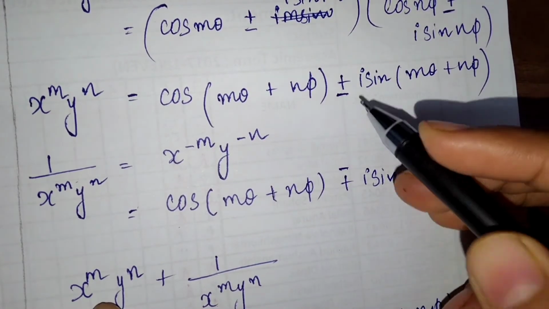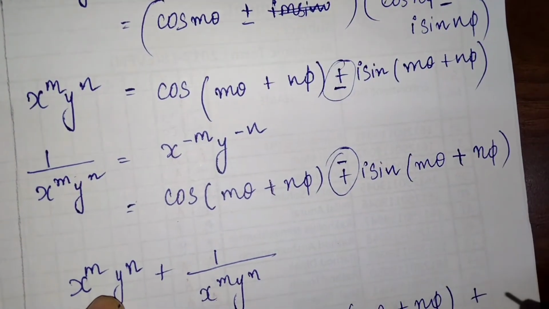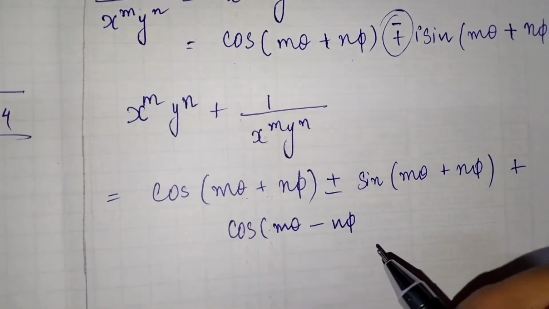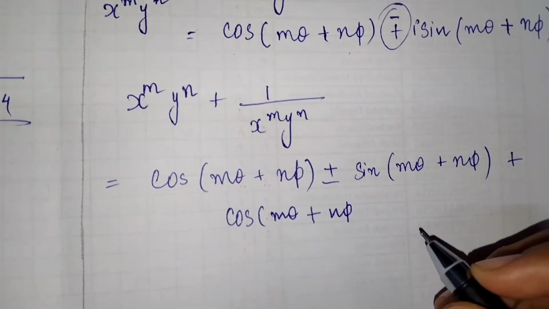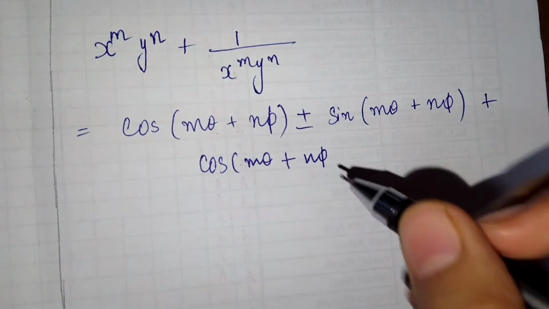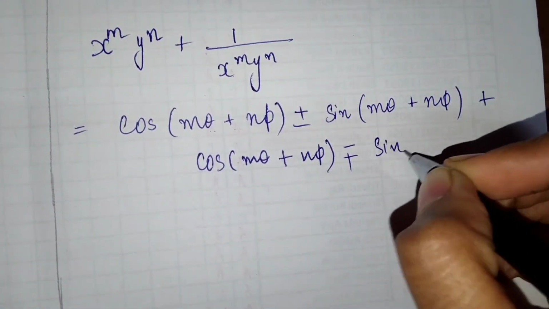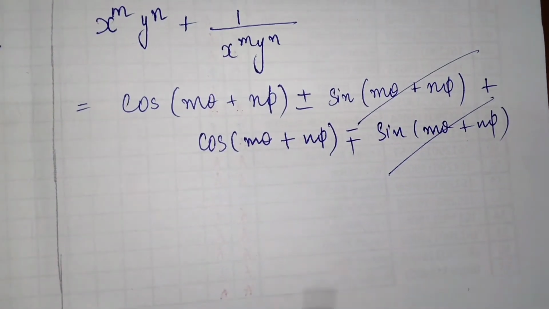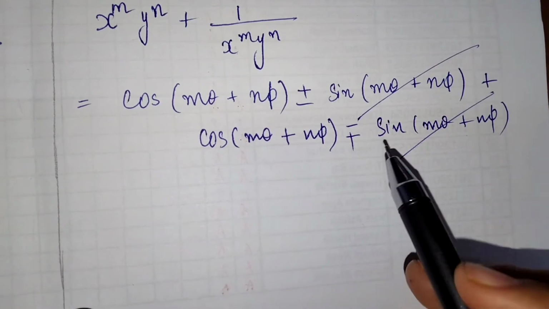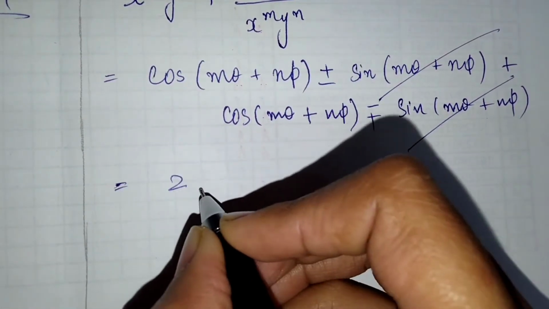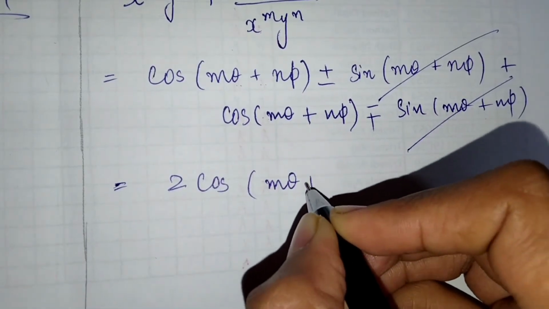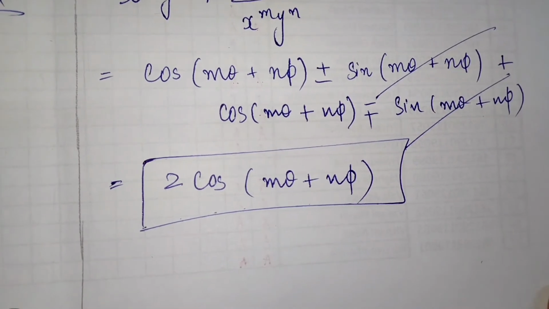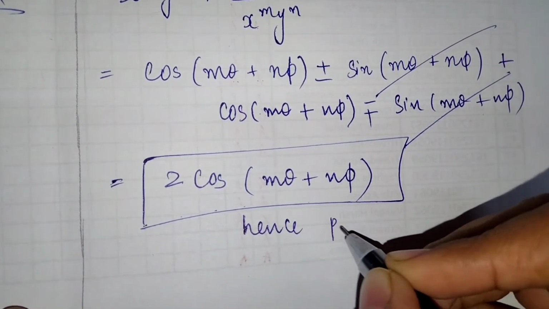Here it will be plus. Only the sign change will take place in the middle part. According to de Moivre's rule, here only the sign change will take place. So if we add both these terms, we will get minus plus sin m theta plus n phi. This and this term will get cancelled because one is positive and the other is negative. So we got 2 cos m theta plus n phi. So this was what we had to prove. So hence proved.